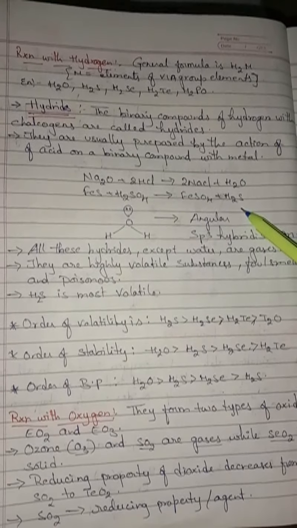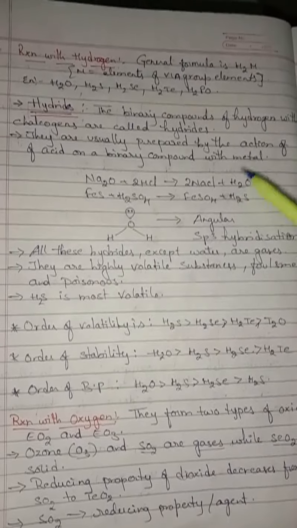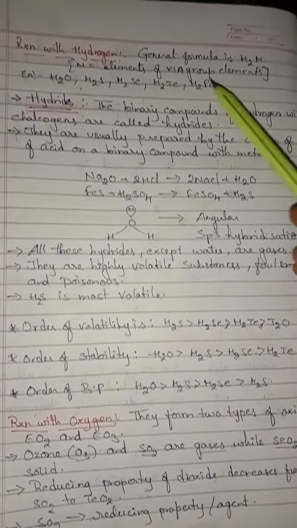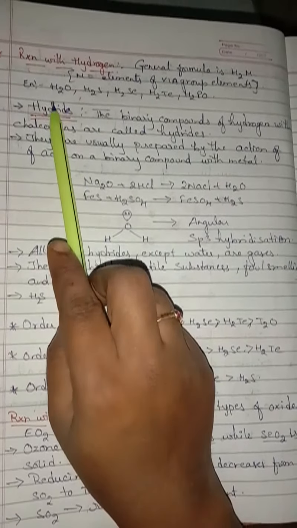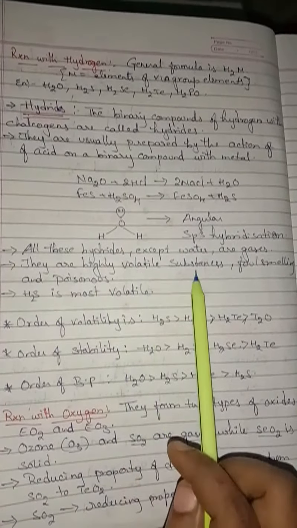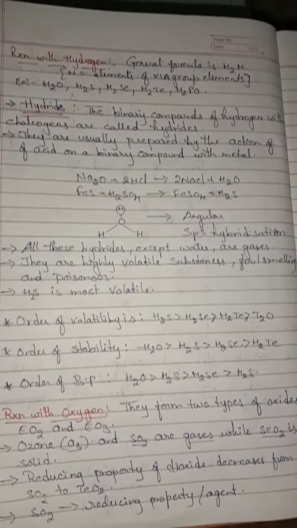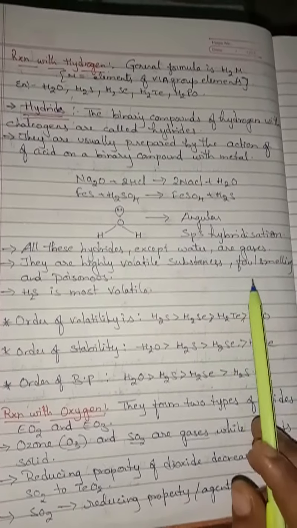All these hydrides except water are gases. So here we got hydrogen sulfide, which is also a gas. Water is a liquid. The hydrides formed with these elements are always gases except water. The first element of group 6A is oxygen, and when it combines with hydrogen, it forms a liquid, that is water. The other hydrides are highly volatile, which means they easily evaporate. As they are gases, they have a foul smell, meaning an unpleasant smell, and they are poisonous in nature.